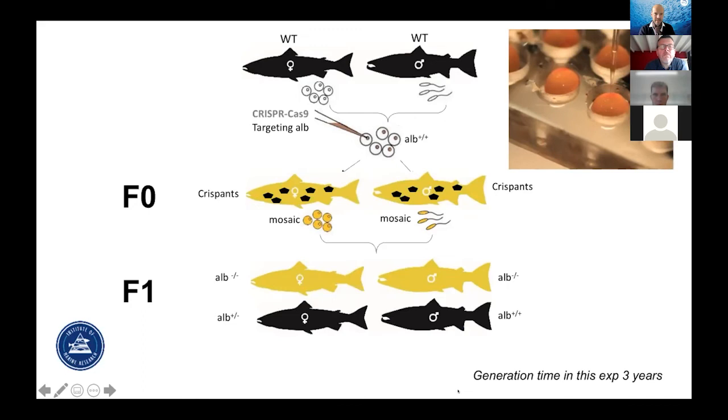So in the first generation, you have many mutation types, and these can be not only knockout phenotypes; you can also get in-frame and gain of function mutations if you're unlucky. So the F0 is interesting, but the F1 is much more interesting.